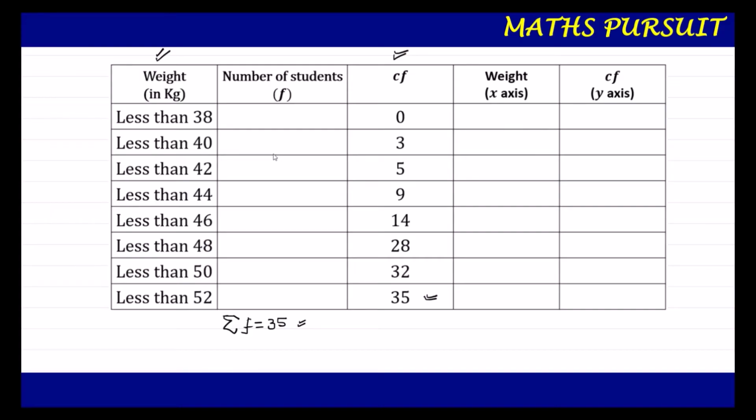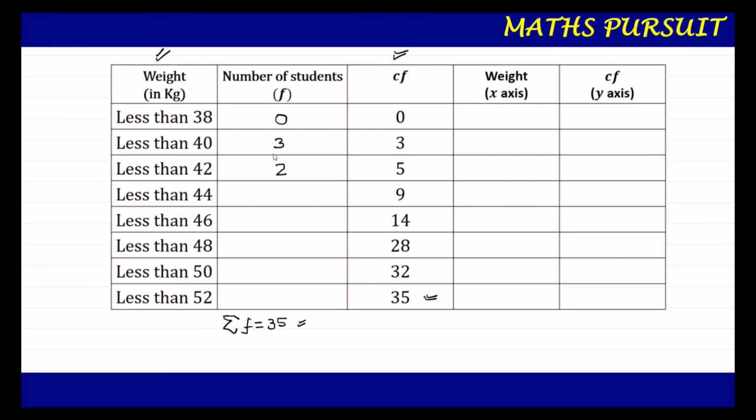So let's see how we are calculating the frequency. The first number is 0, so I am putting 0 as it is. Now from the second number 3, I will just subtract the number before it. So that means 3 minus 0, so I will get 3. Now the third number 5: from 5 I am going to subtract 3.